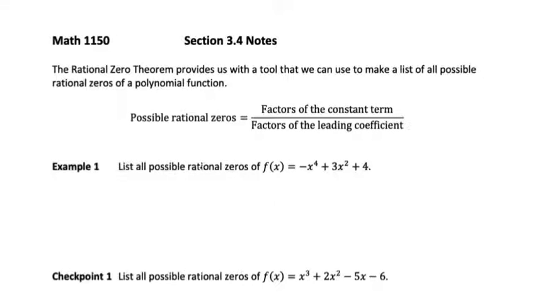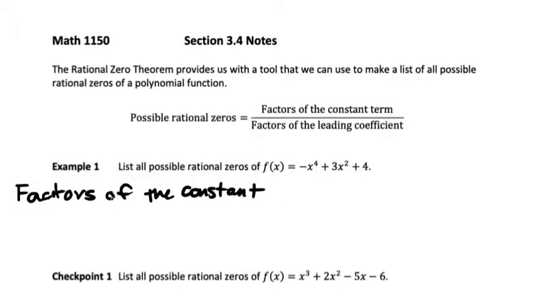So we're going to look at example 1. It says list all possible rational zeros of f of x equals negative x to the fourth plus 3x squared plus 4. So we start with factors of the constant term. The constant term here is 4. So we want to think of numbers that multiply to equal 4. Well, 4 times 1 and 2 times 2.